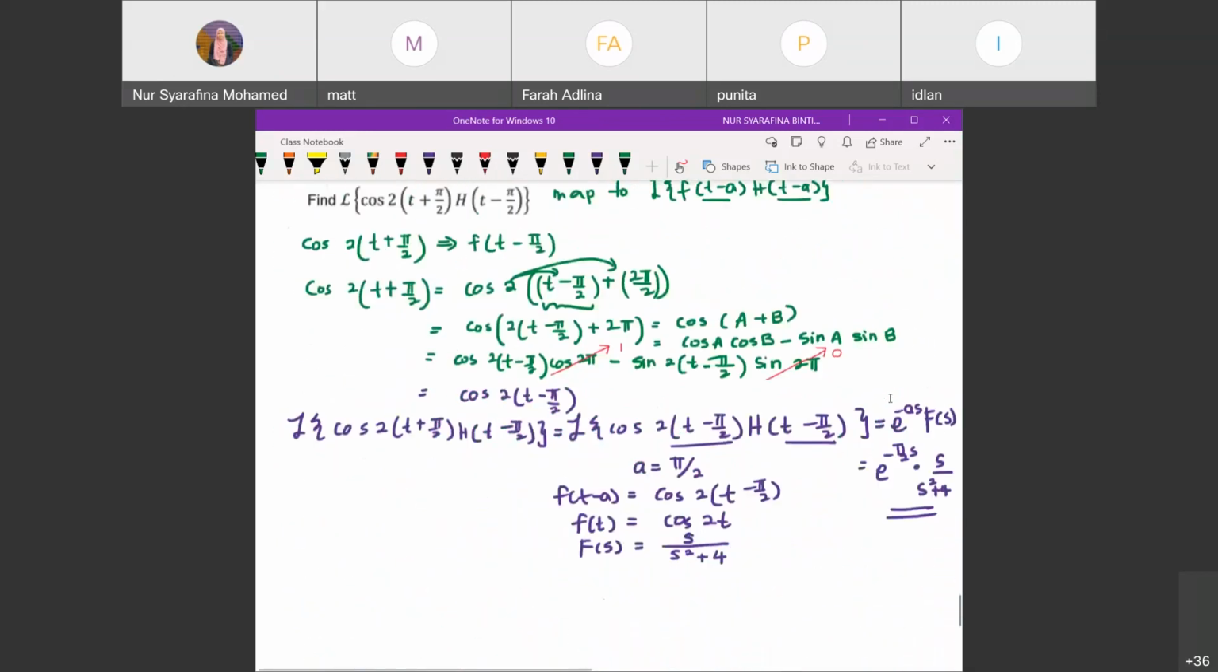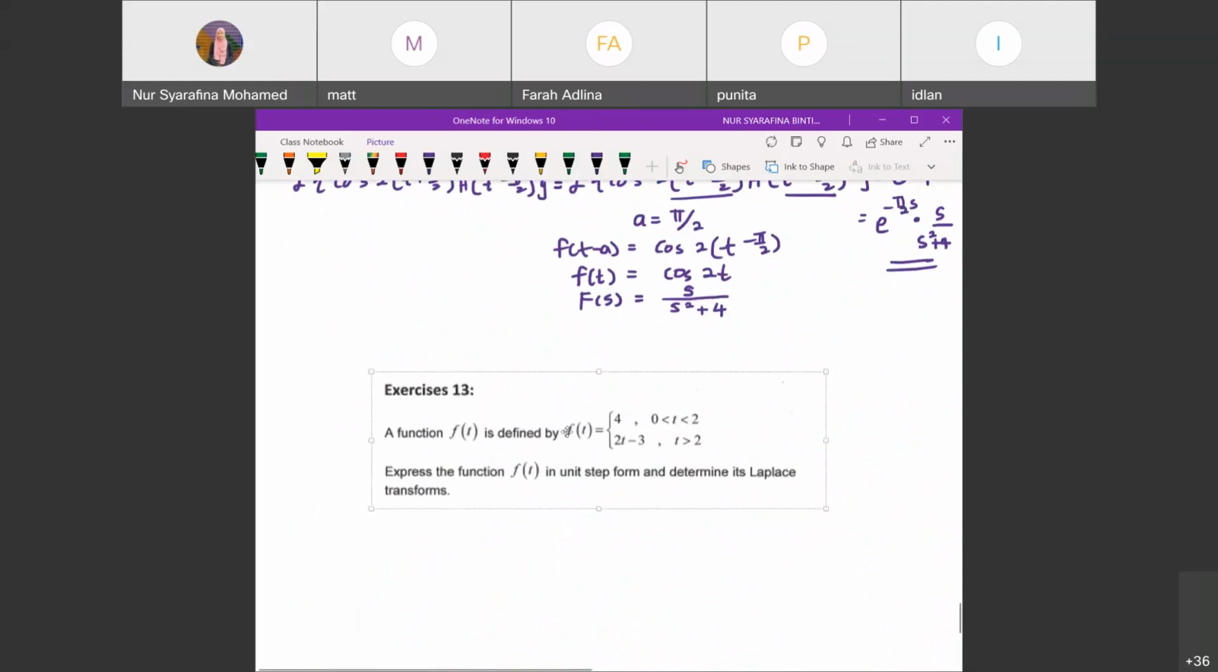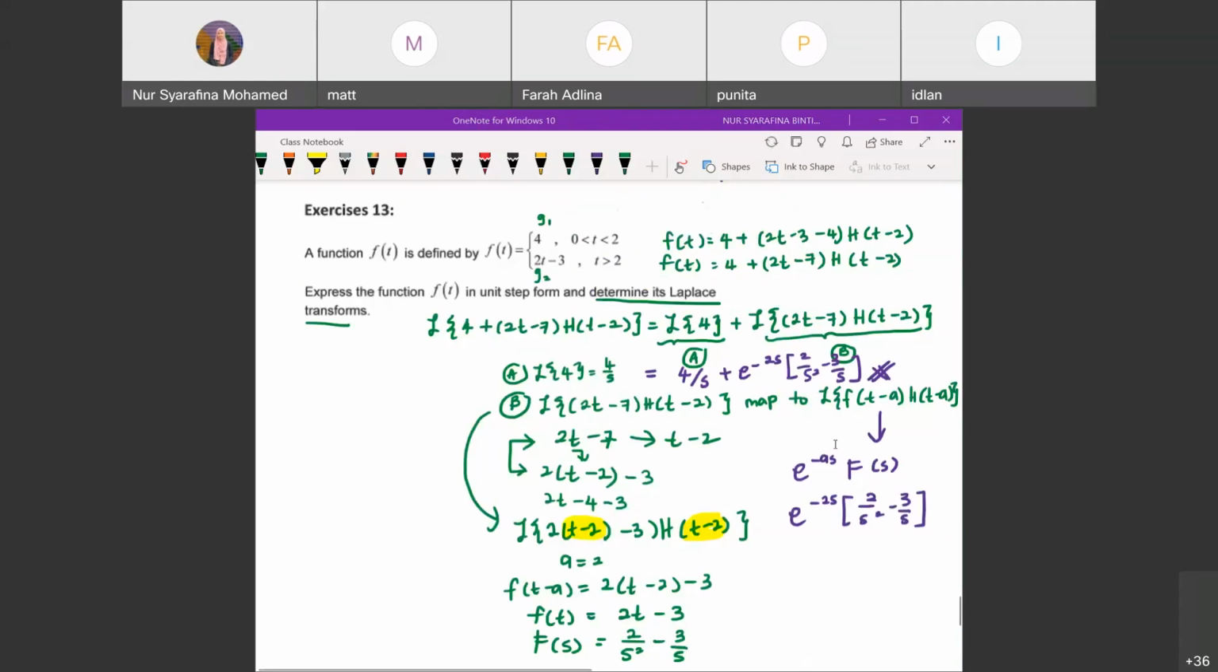All right. Understand? If you understand what we have learned so far, why don't you try this example? First, this is step function. Express this function in unit step function and then determine the transform. Okay, try it. After this, we discuss. Express the unit step function first before you transform.